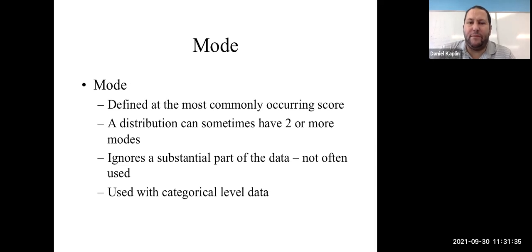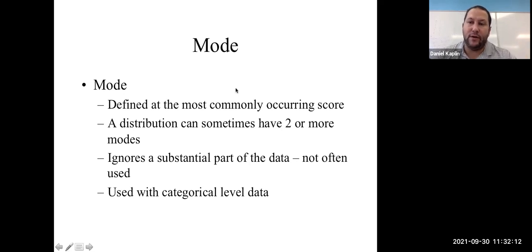Other things to say about the mode: it is the least sensitive of the three measures of central tendency. So it misses a lot of what's going on in the data. But when you have nominal or categorical data, the mode is the measure of central tendency you would report, whereas the median would be reported in ordinal data and the mean would be reported in interval and ratio data. So that is, in a nutshell, today's lesson.